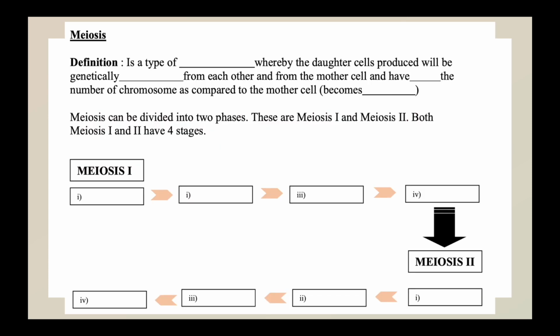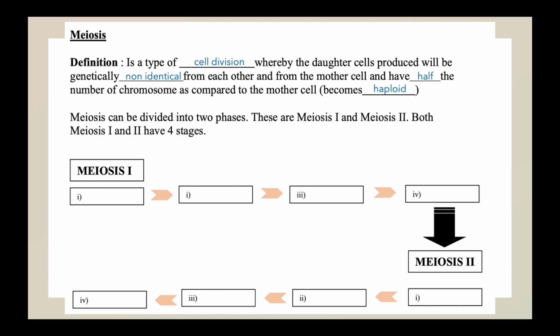Meiosis. Meiosis is a type of cell division whereby the 4 daughter cells produced will be genetically non-identical from each other and from the mother cell. The daughter cells will also have half of the number of chromosomes as compared to the mother cell, or in other words, the daughter cell now becomes haploid.